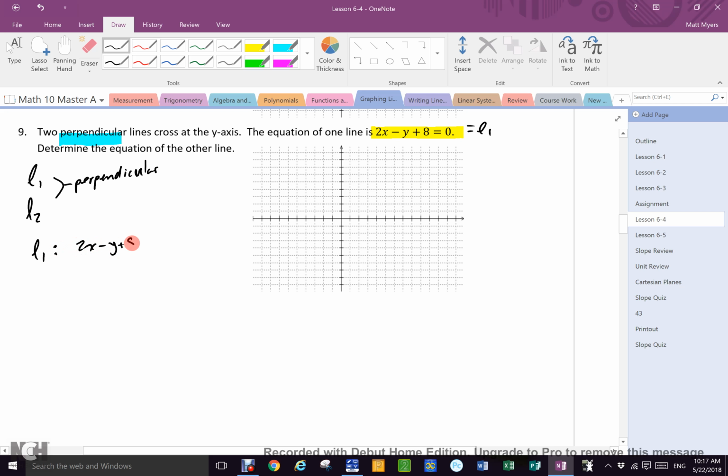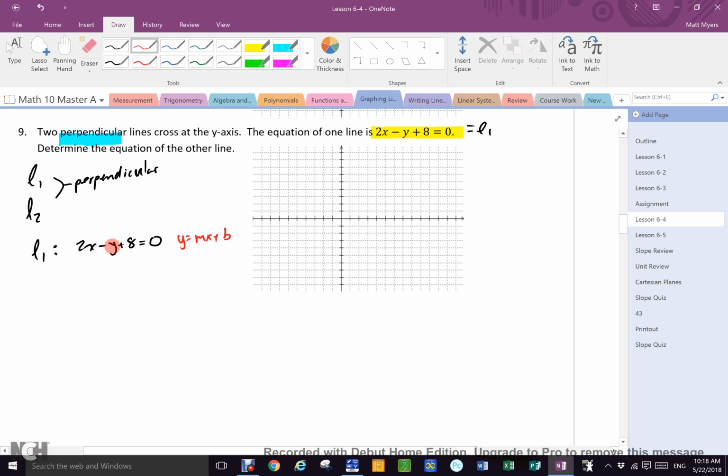2x minus y plus 8 equals 0. Can I put that on the graph? What's the easiest way to put that on the graph? You've got 4 methods. Think of one. Yeah, this is almost in y equals mx plus b form, isn't it? If y was by itself, I could graph it, couldn't I?